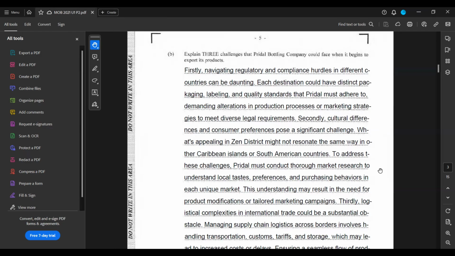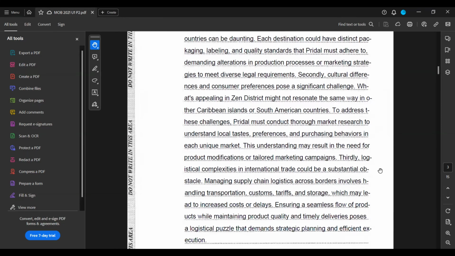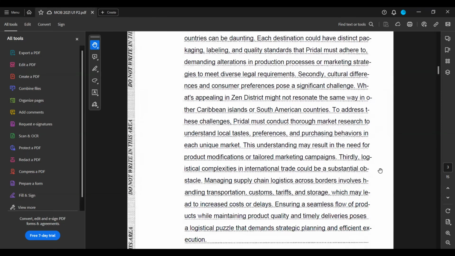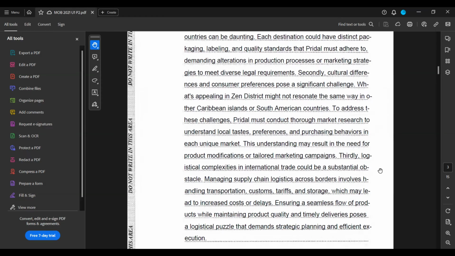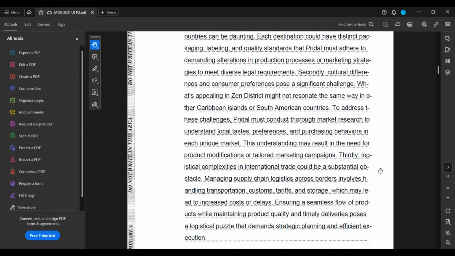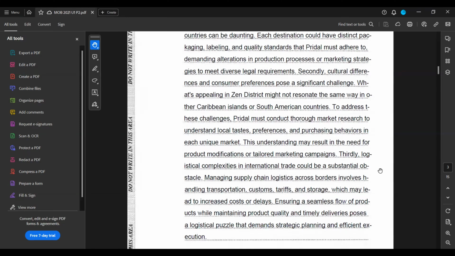Thirdly, logistical complexities in international trade could be a substantial obstacle. Managing supply chain logistics across borders involves handling transportation, customs, tariffs, and storage, which may lead to increased costs or delays. Ensuring a seamless flow of products while maintaining product quality and timely deliveries poses a logistical puzzle that demands strategic planning and efficient execution.